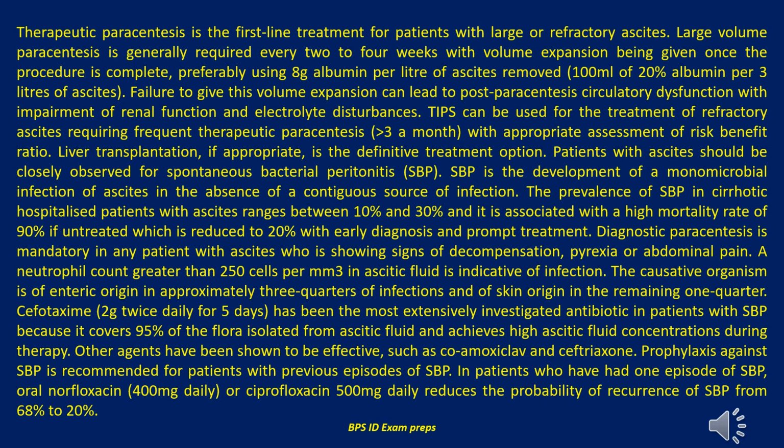Prophylaxis against SBP is recommended for patients with previous episodes of spontaneous bacterial peritonitis. In patients who have had one episode of spontaneous bacterial peritonitis, oral norfloxacin, dosed at 400 mg daily, or ciprofloxacin 500 mg daily reduces the probability of recurrence of spontaneous bacterial peritonitis from 68% to 20%.